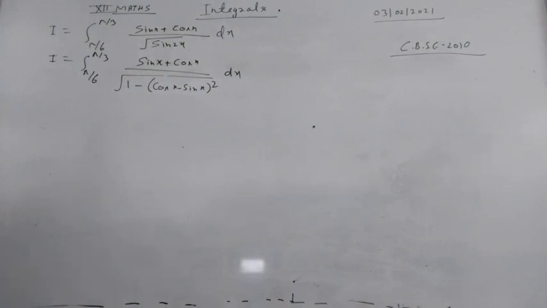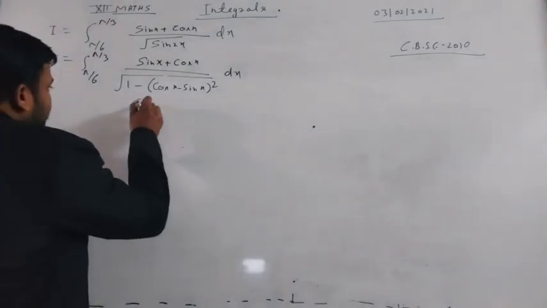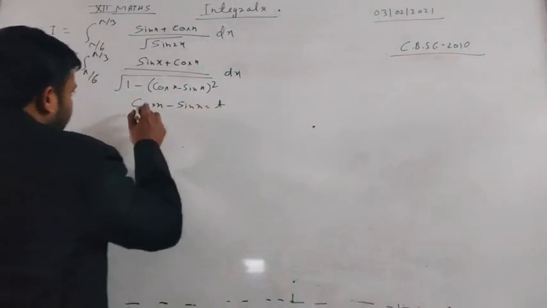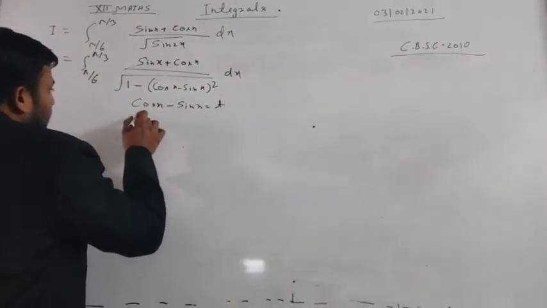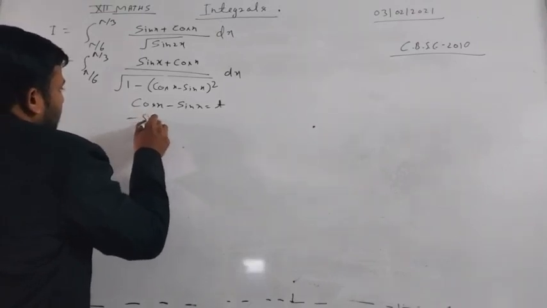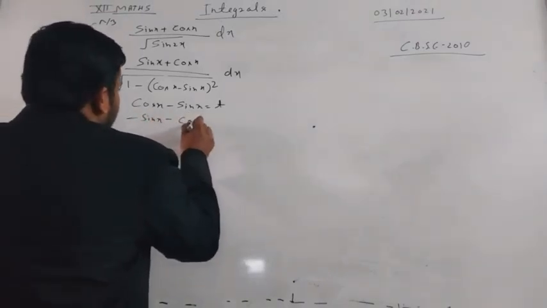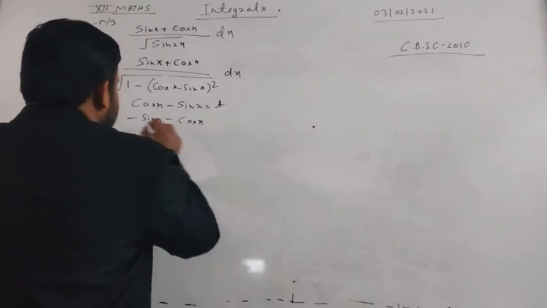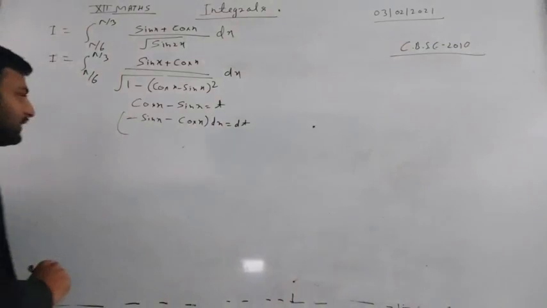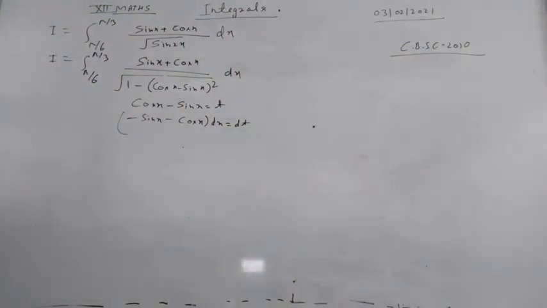Okay, students, now we take this cos x minus sin x as t. So this is minus sin x and minus cos x, dx is equal to dt. Okay, students, so we are writing here.